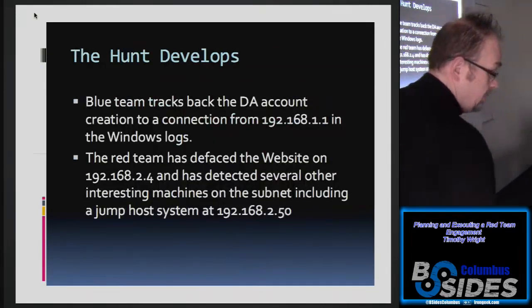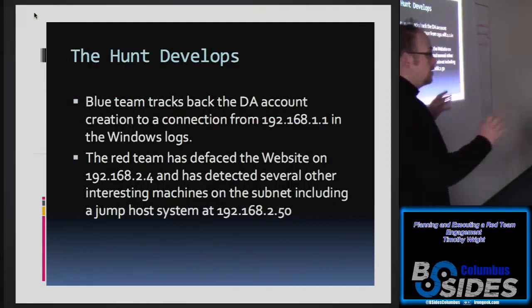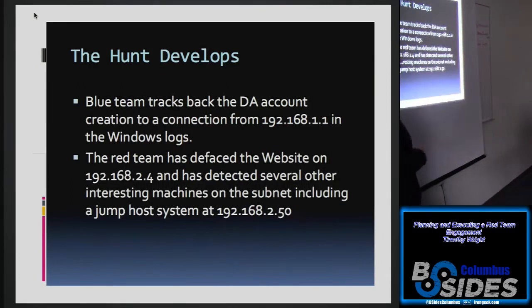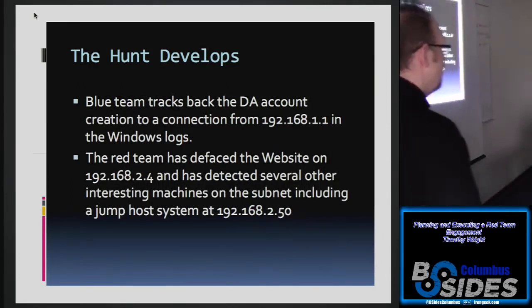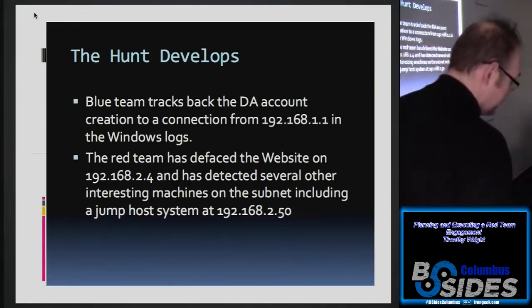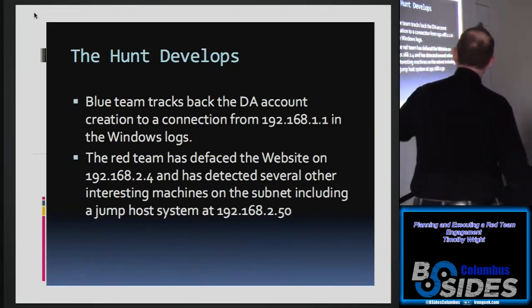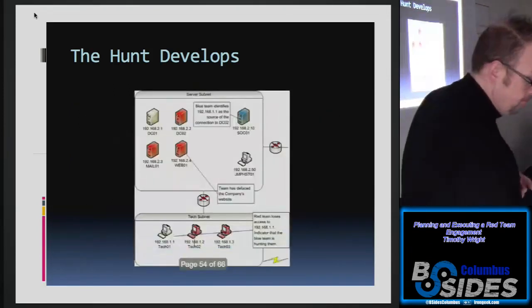So as the blue team develops the hunt, the red team starts to deface the website. And we're not talking about super craziness here. We could just add a comment saying red team was here on such and such date and time. Done. As long as we have the rights to write to that page, that's really all we need to do. But the red team does notice that there's a jump host sitting at 2.50. That's very interesting to us, right?